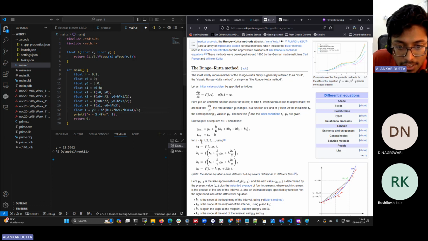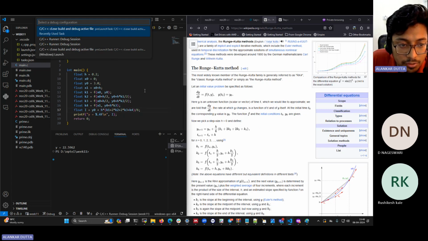Once all of this is done, we have the four values of k. We now have to combine all four values. This is again like a trapezoidal rule for this combination. You can convince yourself by looking at the slopes of how this is done, and with that you can see that there is a y0, and we are adding the different values of k according to the weights given by the Runge-Kutta fourth order method. And finally we are printing this. So okay, this looks fine. So let's just run this code.